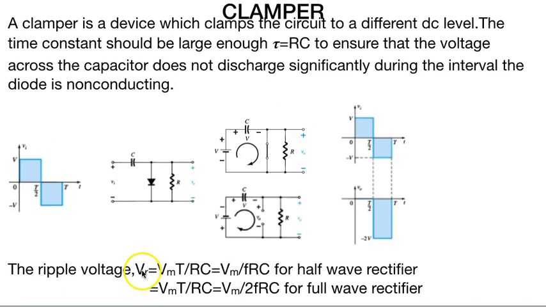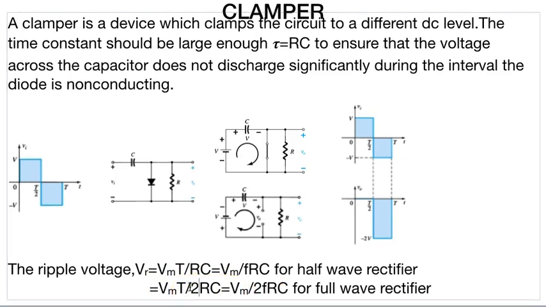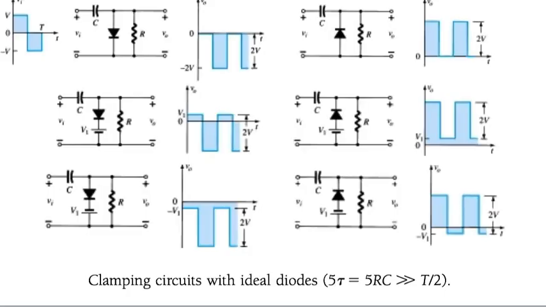The ripple voltage VR is equal to Vm T divided by RC, which is equal to Vm by FRC for half wave. There will be a 2 also here, for T by 2 only. Remember, it's T by 2 for full wave rectifier.